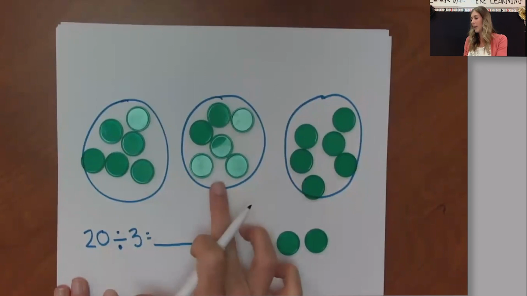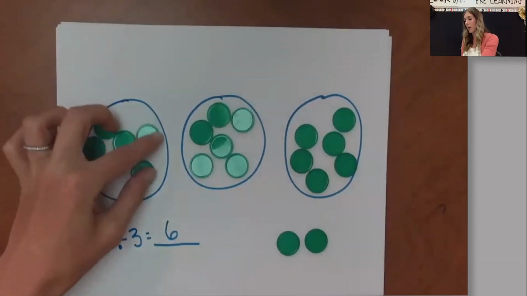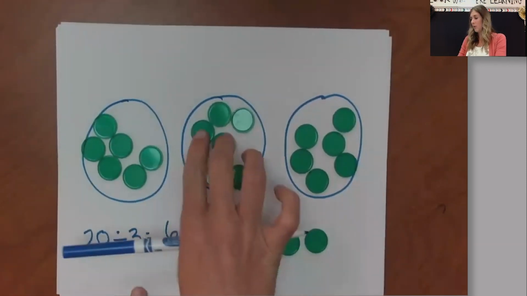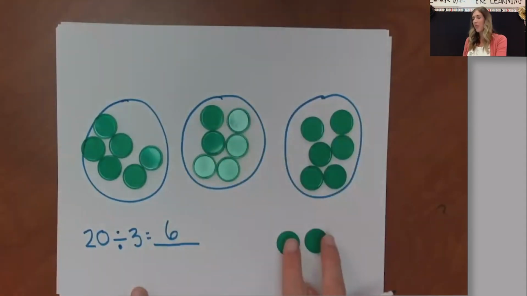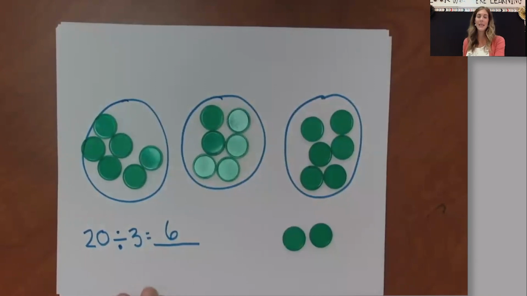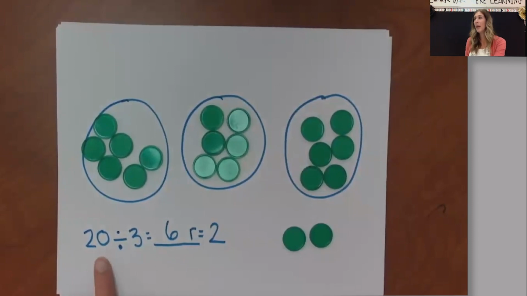So each friend got how many dominoes? Correct, 6. 2, 4, 6. But then we had these 2 left over that didn't divide or split up equally, so we call those our remainder. And we label that with an R, remainder equals 2.